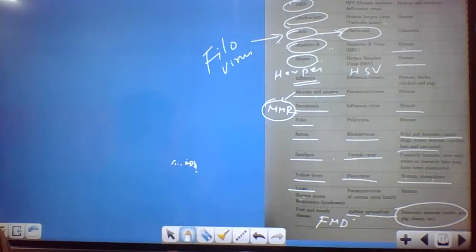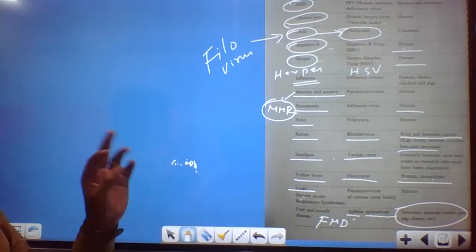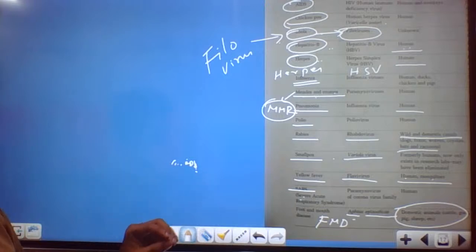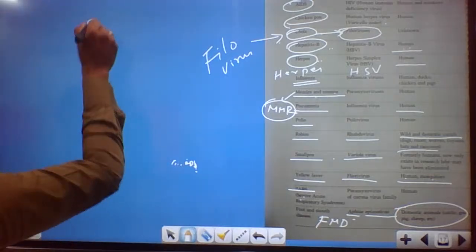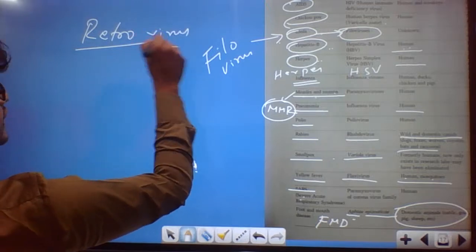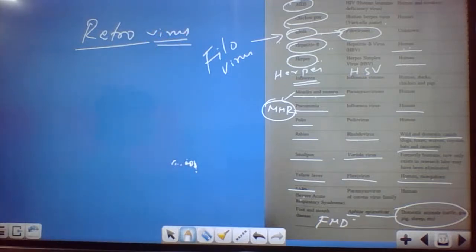Next we move on to, as I told you, the animal viruses which are classified into dermatotrophic, viscerotrophic and neurotrophic. Coming to the next part, we will discuss what we call retrovirus. This is one type because it's given in the textbook also, in the 12th NCERT textbook you could see this type of virus.